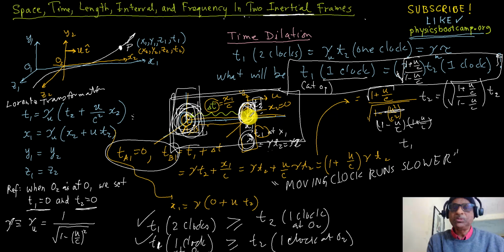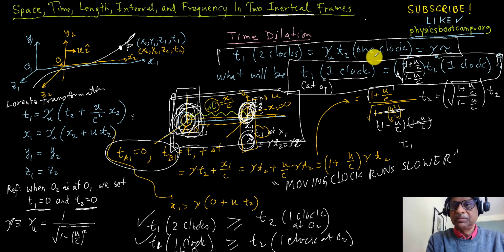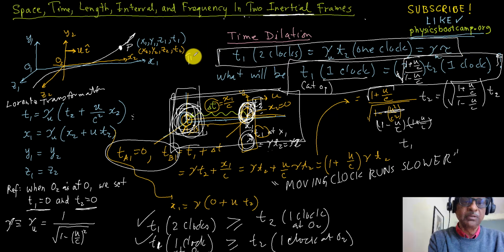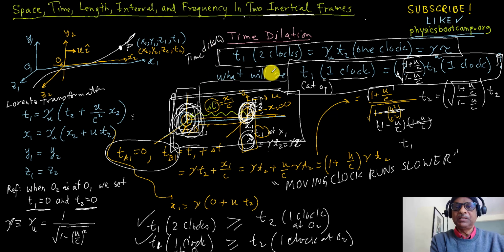So in both these scenarios, the time in one frame will be different than time in the other frame. Okay. Time dilation refers to this formula. This formula is called time dilation. Now this formula is used to actually relate the frequency of light in the two frames. So I'm going to just jump to the frequency of light. I'll come to the length a little bit later. Okay.